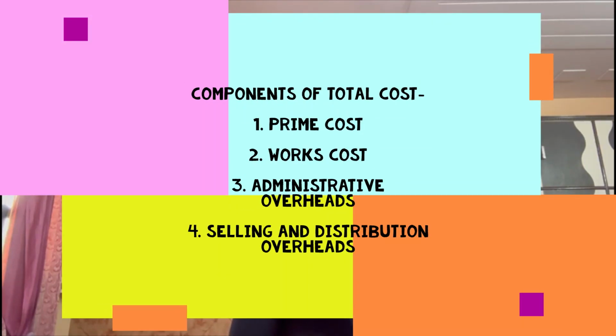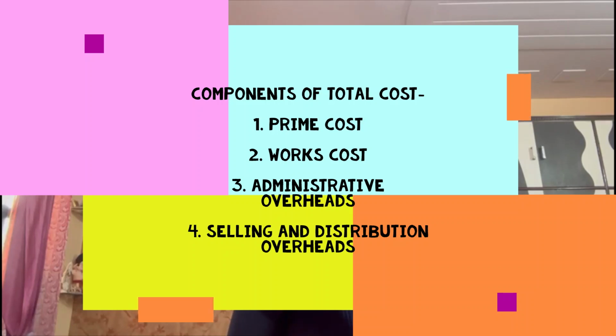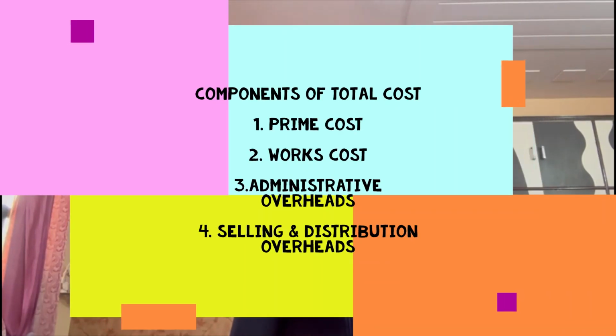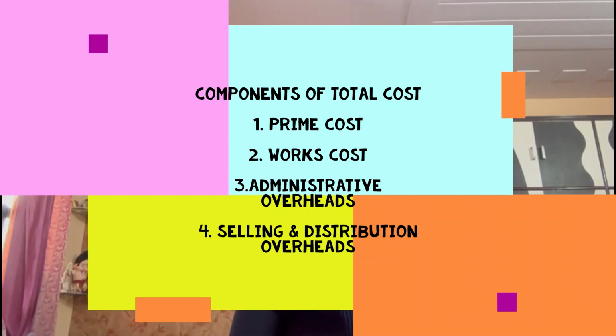So cost sheet बनाने के लिए total cost को हम 4 parts में divide करते हैं, which are also known as components of total cost. Number 1, prime cost. Number 2, works cost or factory cost. Number 3, administrative and office overheads. And number 4 is selling and distribution overheads. So यही हमारे 4 steps भी हैं जो हम use करते हैं to prepare a cost sheet for any given company. The first step is to calculate prime cost for the goods.